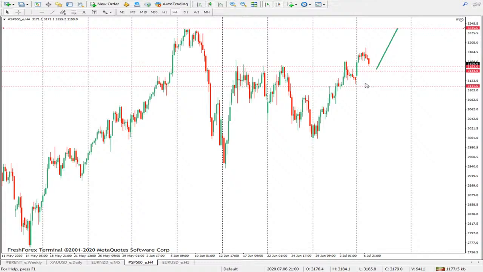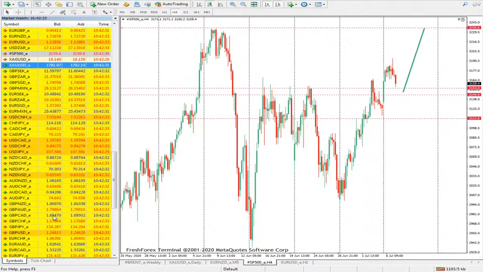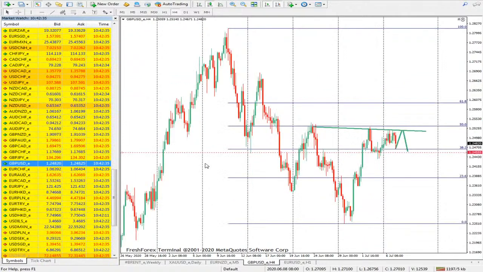USD/JPY, we've seen that there was a pin bar on the daily chart, which means the price may likely head to the lower side. And then GBP USD also is possibly downwards. And then we have Euro USD, where we're also looking for a sell.